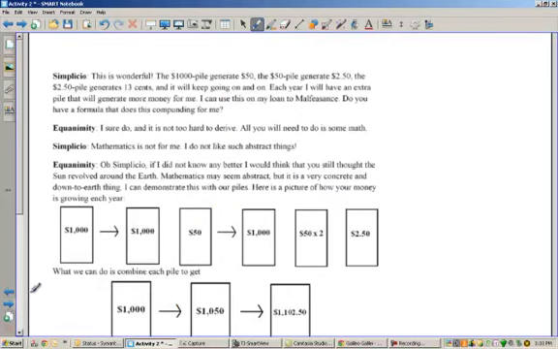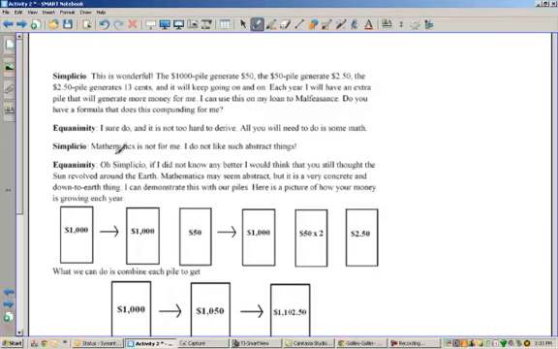All right, so Simplicio says, "Oh, this is wonderful. All my piles are working for me. Can you find a formula that'll tell me exactly how much Malfeasance has to pay me back if I do this?" And Equanimity says, "Sure, we'll just have to do some simple math."